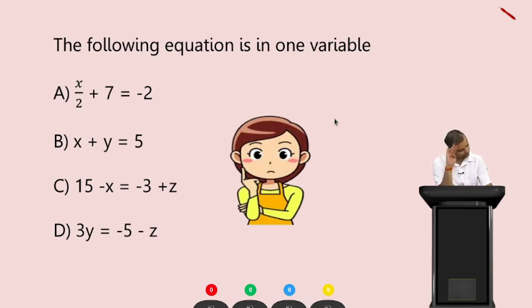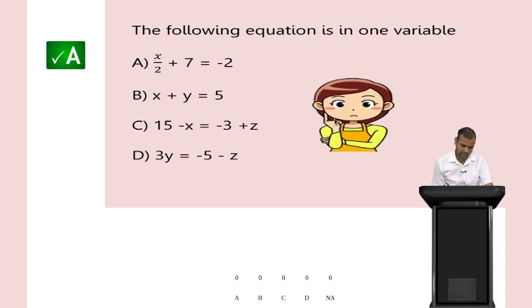Okay, your time is over. So we have to find only one variable. This equation has only one variable. The correct answer is A.